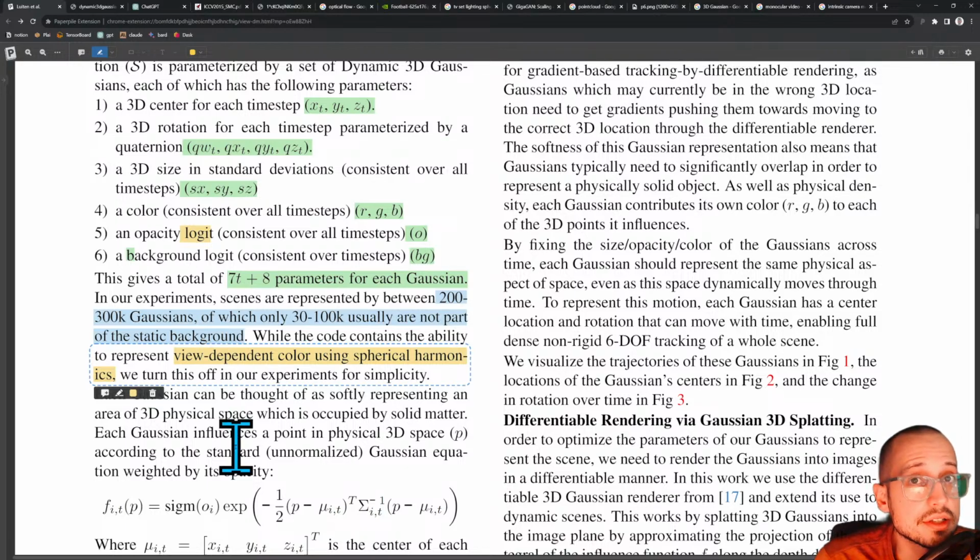The amount of Gaussians is a hyperparameter, right? Yes, you are correct. Background logit is an index of the position? Probably not. The logit means it's between 0 and 1, so I think it's probably just 0 or 1. It's just like a binary. It's basically like, is it background or is it foreground? That would be my guess, but we don't know yet.